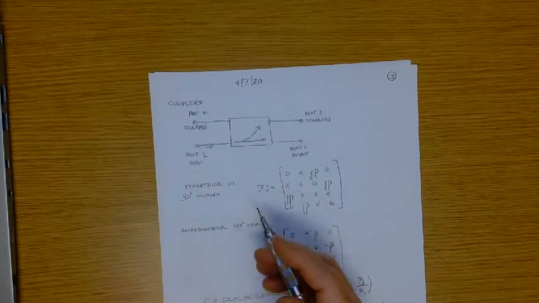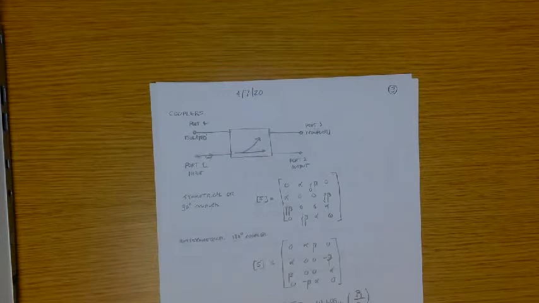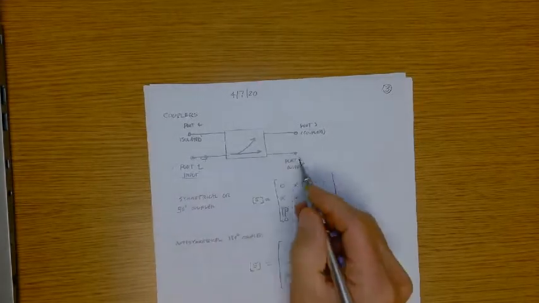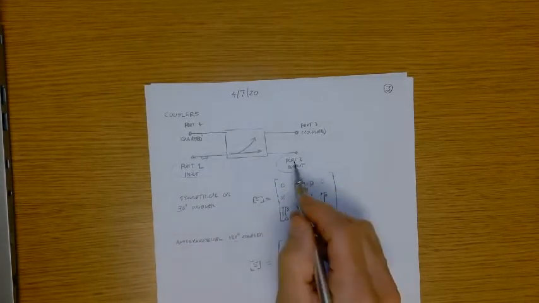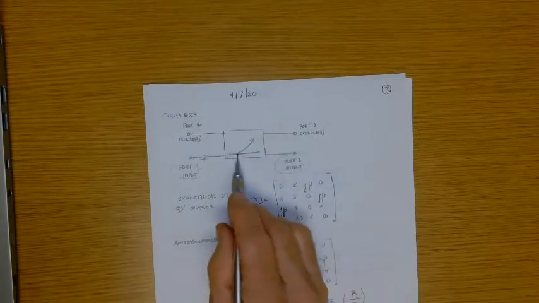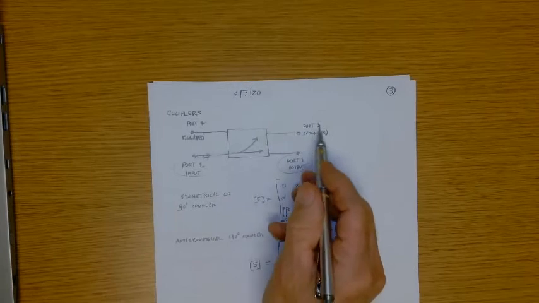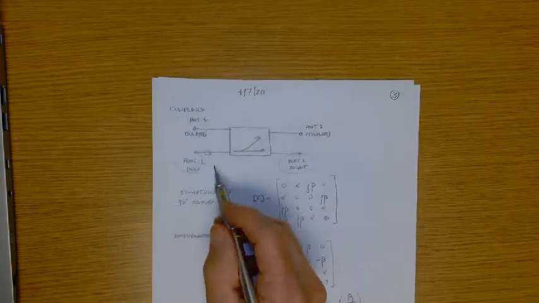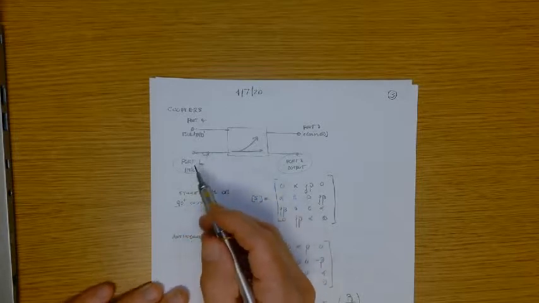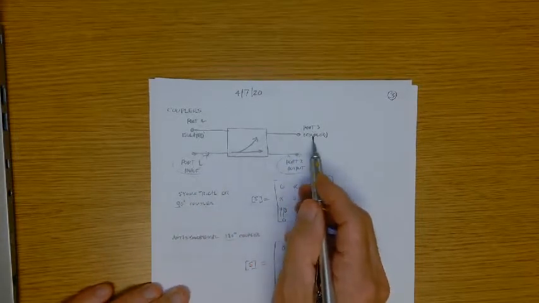Couplers. This is the generic picture for a coupler, just a generic representation. Here's the way we're thinking about this. Port 1 is the input port. Port 2 is what we call the through port, and port 3 is the coupled port. So some specific amount of the input power is coupled to port 3.